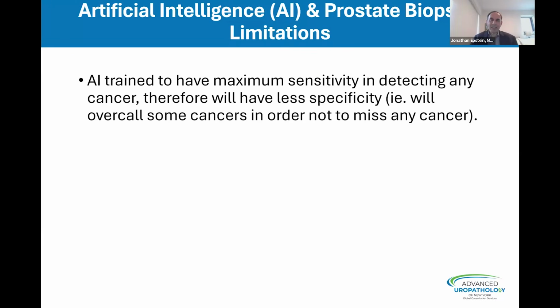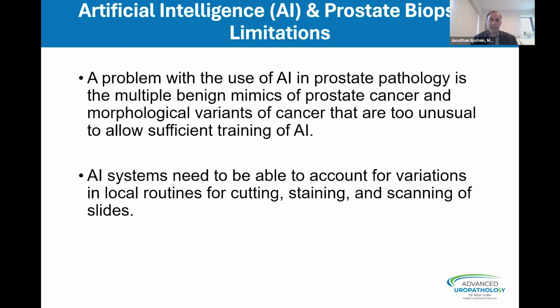Limitations, again, AI is trained, that's what it's supposed to do, to detect anything abnormal. So it's not going to be that specific. It's going to overcall a lot of things as cancer because it doesn't want to miss any cancers. The problem with AI is that there's also a lot of mimickers of prostate cancer that AI will probably call cancer. And some of these variants of prostate cancer are too unusual, and if they haven't been trained with AI, then AI is not going to recognize them.